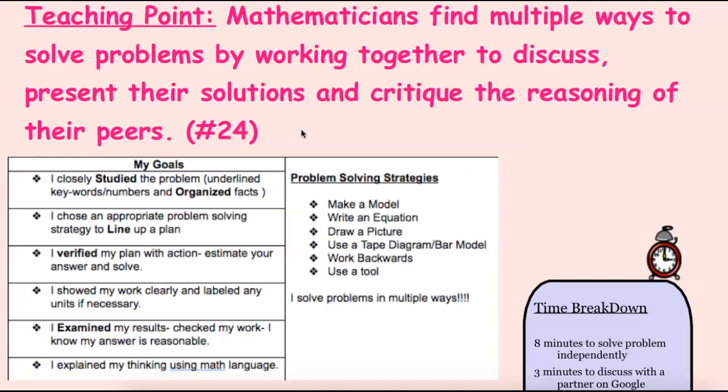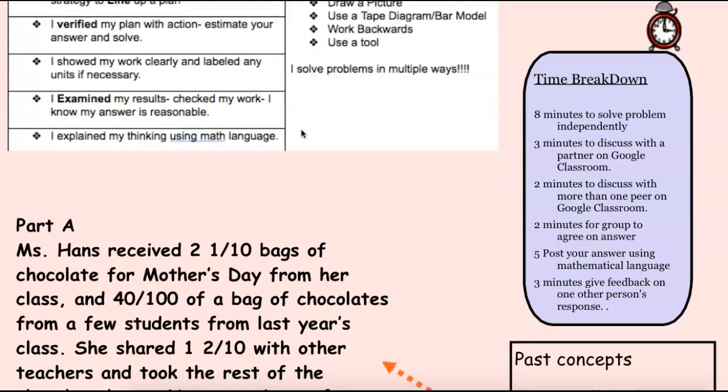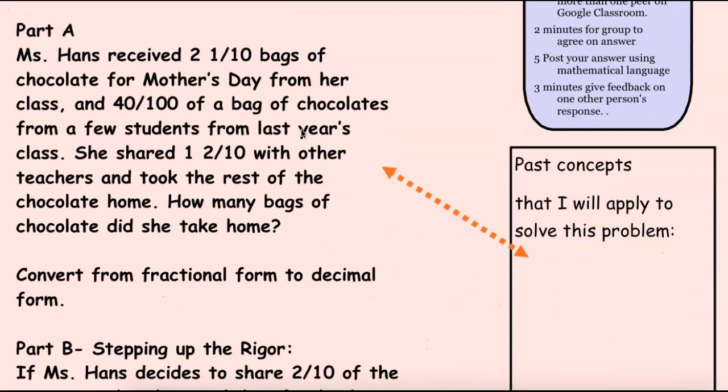You want to also make certain that you are labeling any units if necessary. This is going to make your work appear clearer. You want to examine your work by checking your work. And what this will do is this will allow you to really backtrack to see, did you do all steps correctly? Lastly, but not least, you want to make certain that you're using mathematical language. So you're taking that academic vocabulary that you've learned in the unit and applying it to your thinking in the form of a sentence. All right, let's get into the problem.